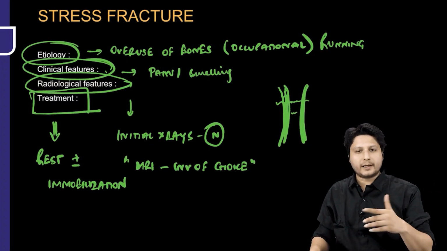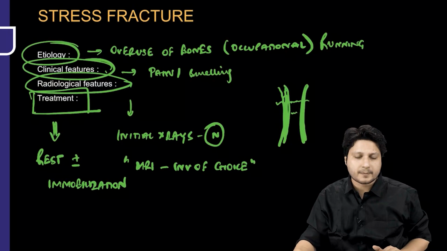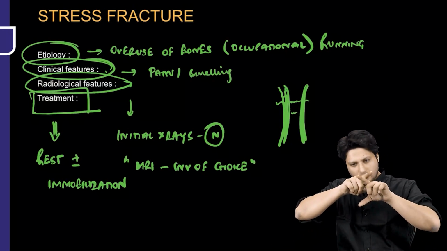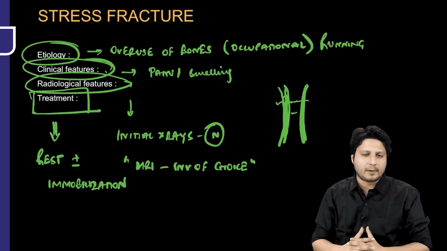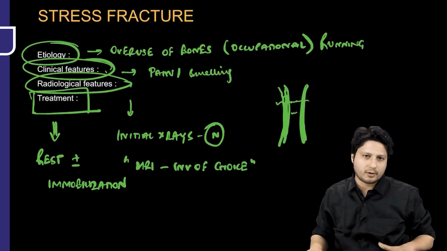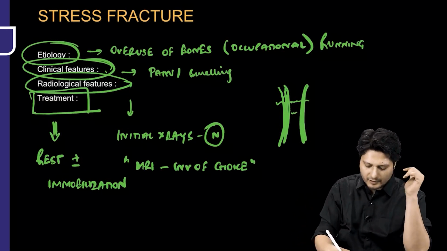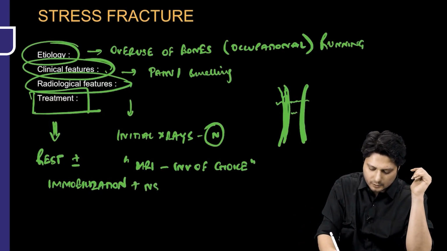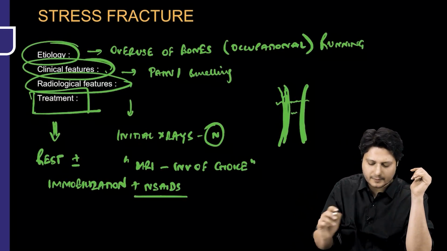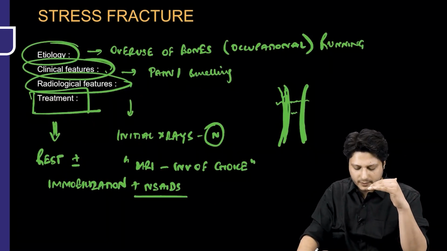Like if there is no cortical involvement, then even slab application is not going to help much. But yes, if there is a cortical involvement, then you have to apply a slab along with asking the patient to rest for some duration of time till that fracture heals. Which obviously has to be coupled with non-steroidal anti-inflammatory drugs. Okay, so that is the complete protocol for stress fracture.